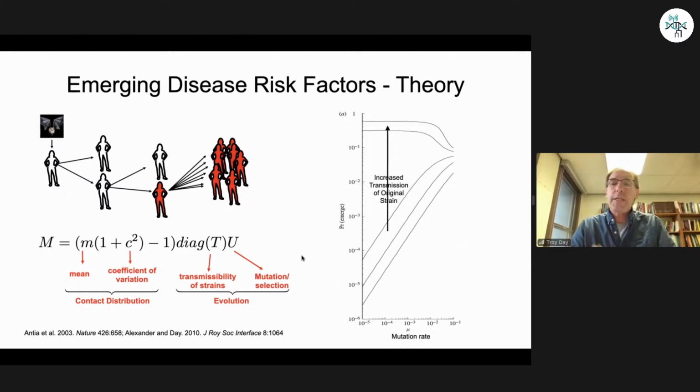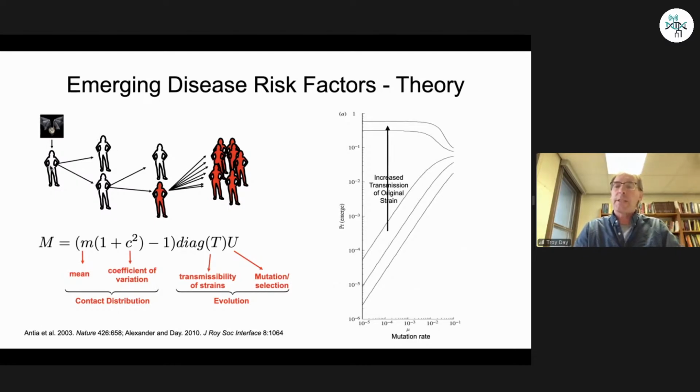And of course, you need to make some assumptions to do that, and we can talk about those later if people are interested. But here's a particular example of the kinds of results she found. So mutation rate on the horizontal axis, probability of emergence on the vertical axis, and these different lines correspond to different levels to which the initial variant is adapted to the host population. So how good is this initial variant that comes in here?